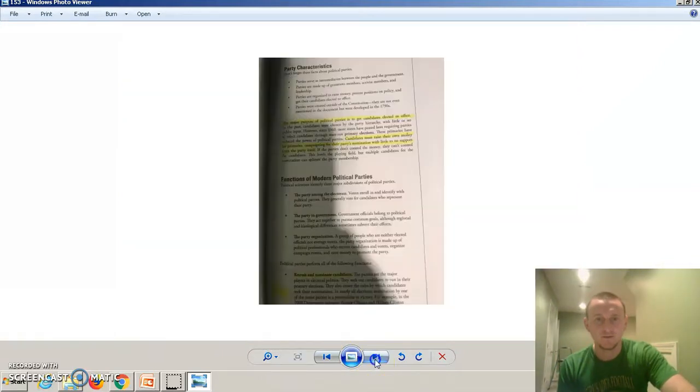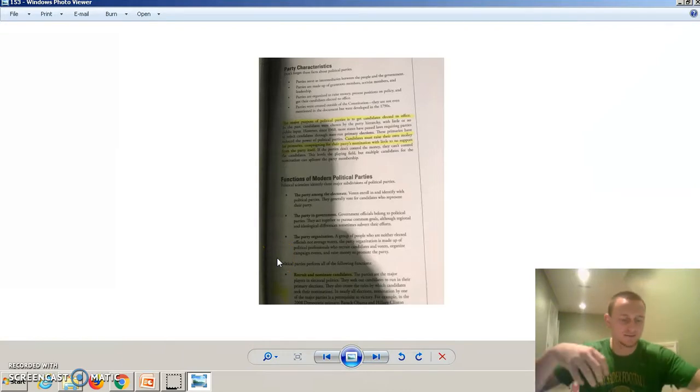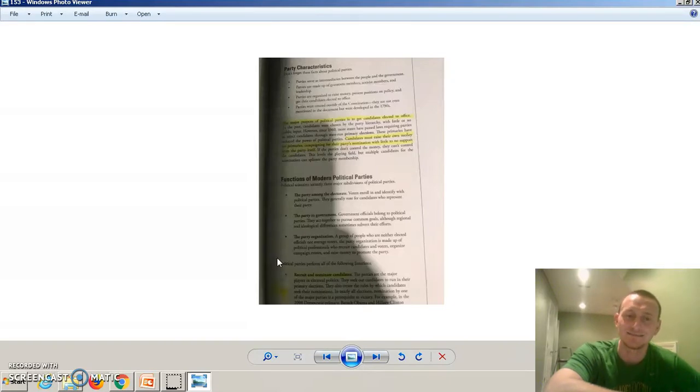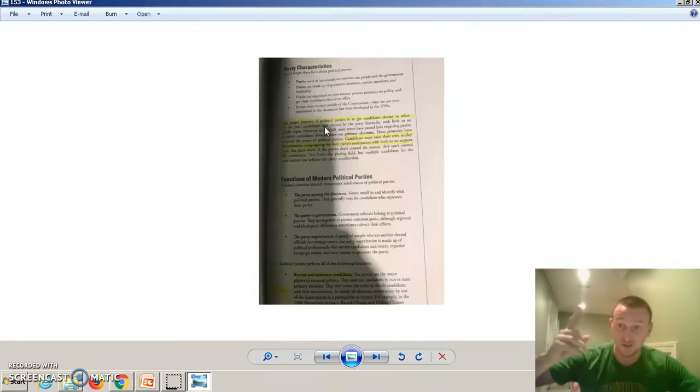Okay, so we got our party characteristics. The main purpose for each political party is to get their candidates elected for office. So like during our elections, like our last election, there were 16 Republican candidates. Your Republicans are going to nominate as many people they think can beat the Democrats as they possibly can. The main purpose of a political party is to get candidates elected to office. The candidates must raise their own money for primaries. So when you got to 16, that's the primaries. Then they're going to narrow it down to eventually just one candidate.